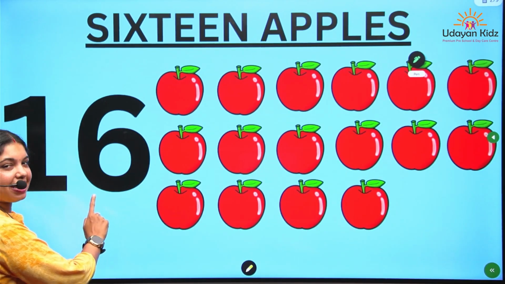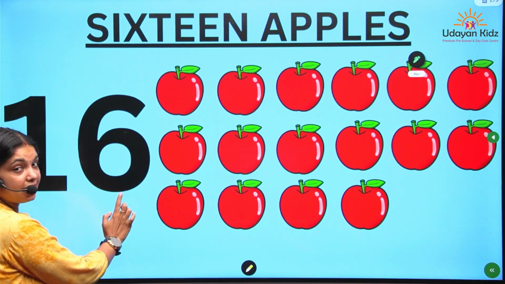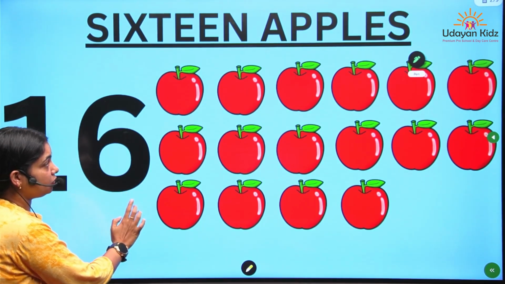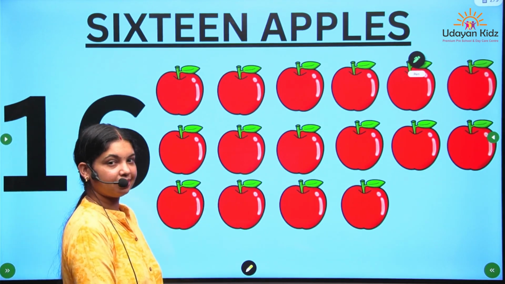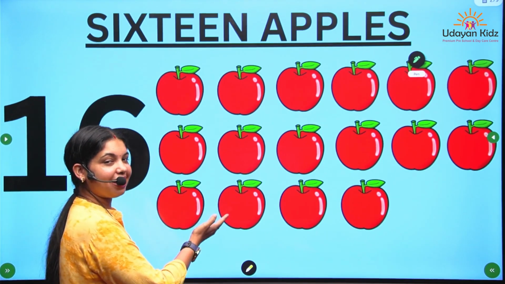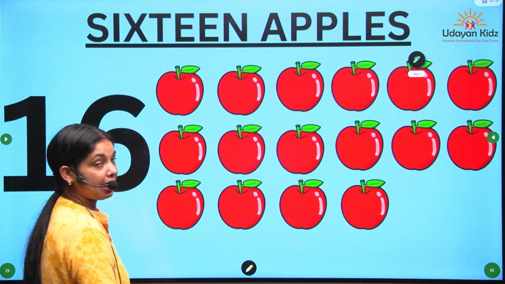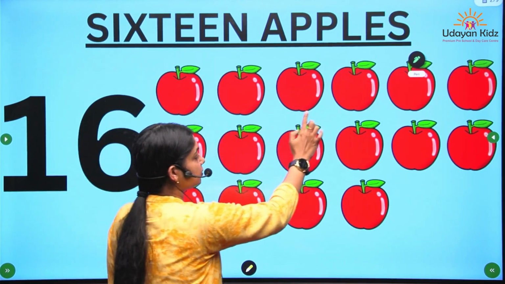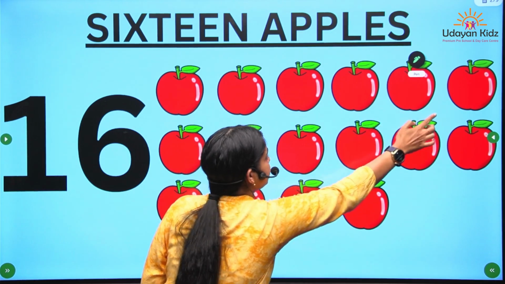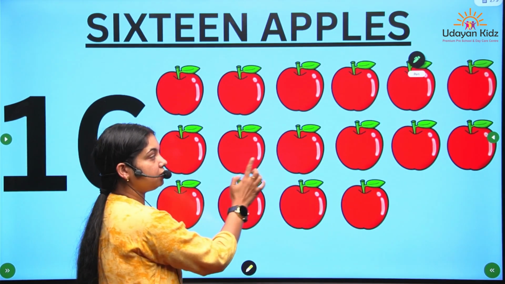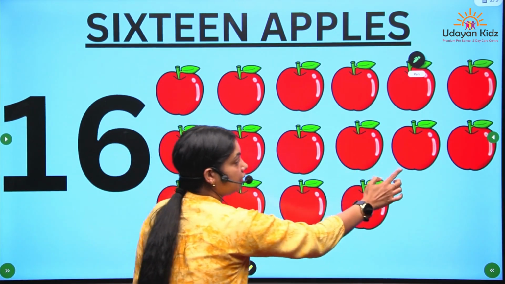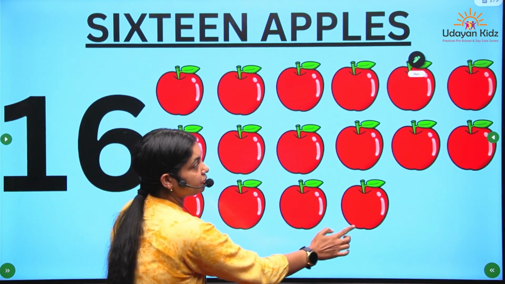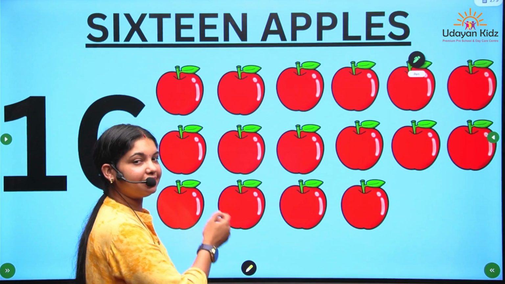Number 16. 1, 6, 16. Okay, what are these? These are apples. Let's count the apples. 1, 2, 3, 4, 5, 6, 7, 8, 9, 10, 11, 12, 13, 14, 15, 16. How many apples are there?